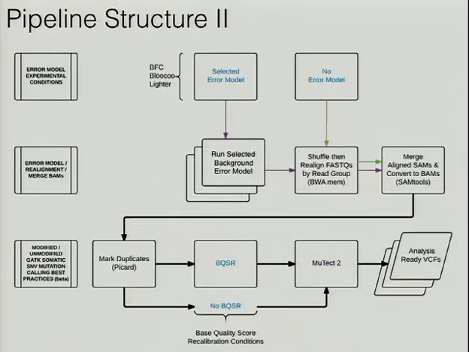So we would run the selected background error model, or if the condition required no background error model, we'd skip that step, and then we would take the reads and shuffle them to remove any bias from the previous alignment, and then align them with BWA mem by read group. From there, we would merge the alignment back to the original BAM files, which was comprised of multiple read groups, and then step into the GATK best practices.